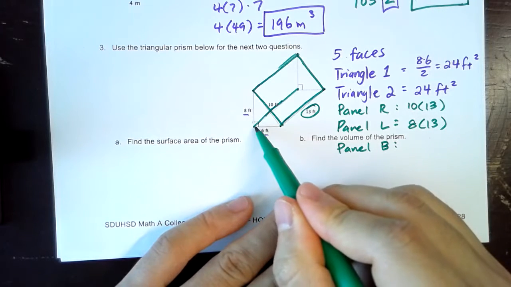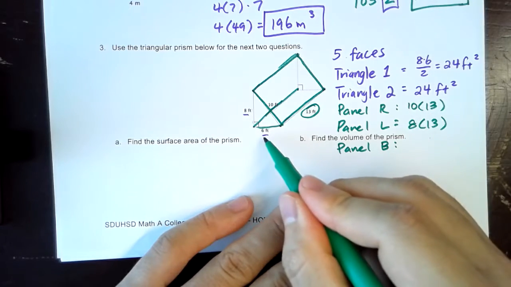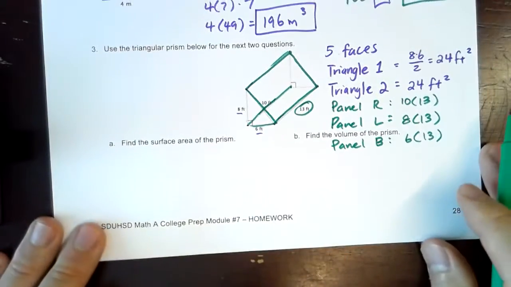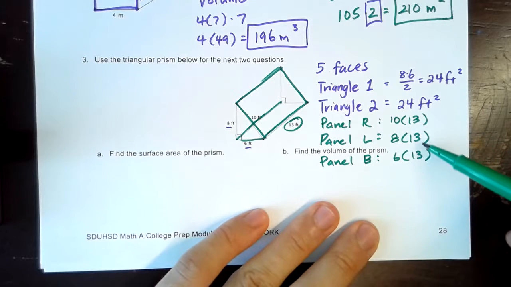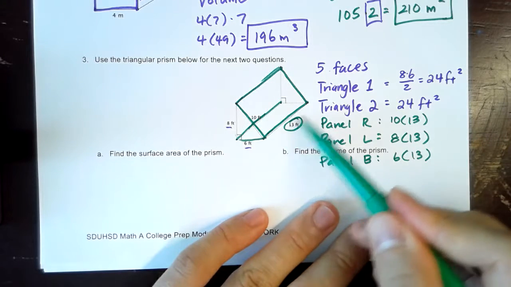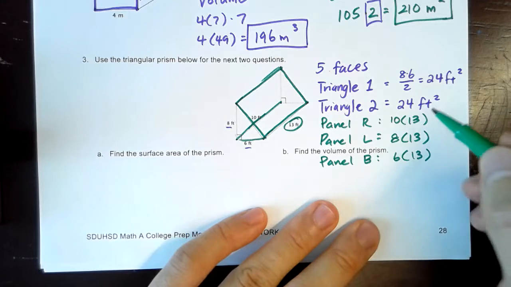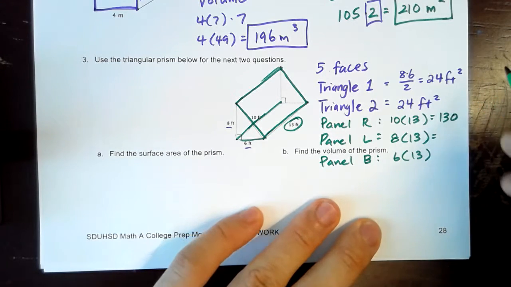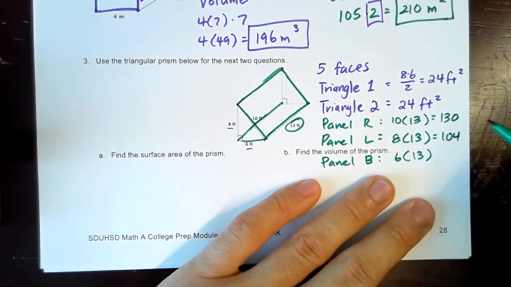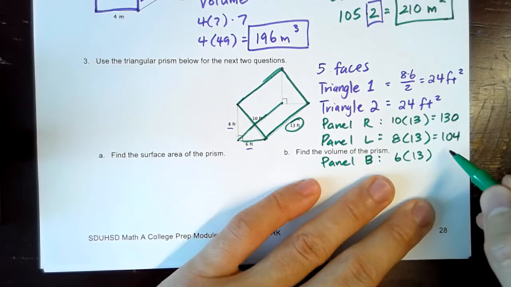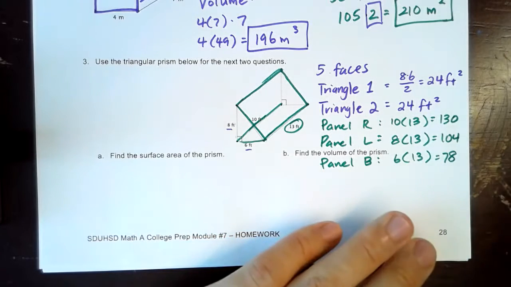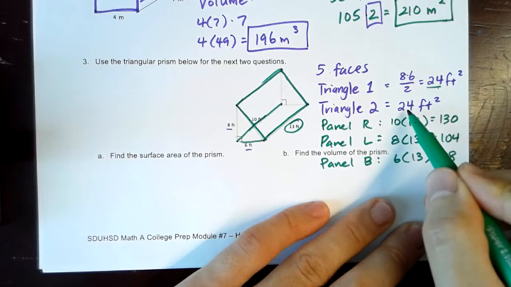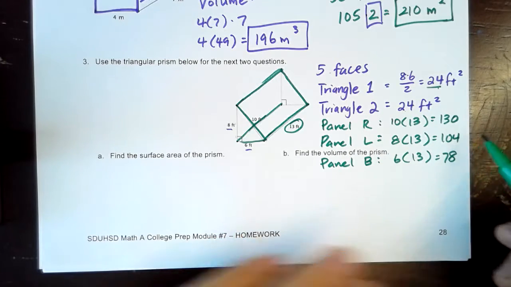And then the panel on the bottom is going to be 6 times 13. It is not a coincidence that all 3 of these have a 13, because that's the actual depth of the triangular prism itself. So 8 times 13 you get 104. 6 times 13 you get, is that 78? And you then have to add up all of these numbers: 24, 24, 130, 104, and 78.